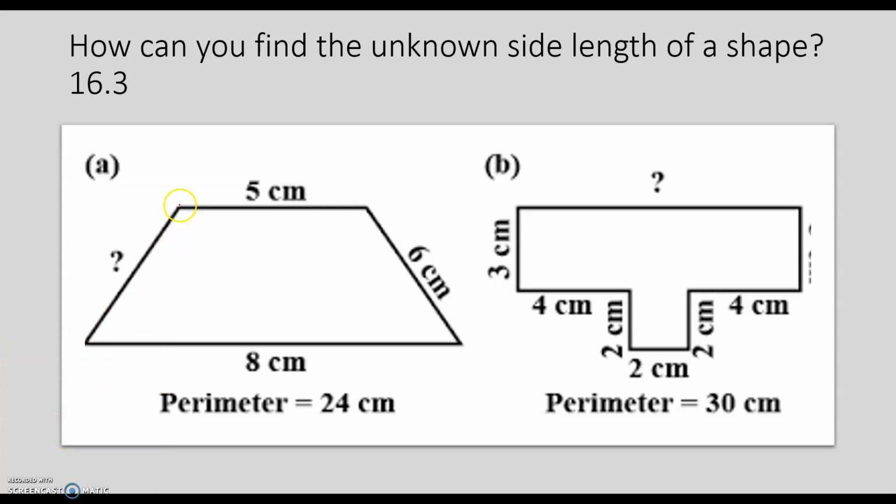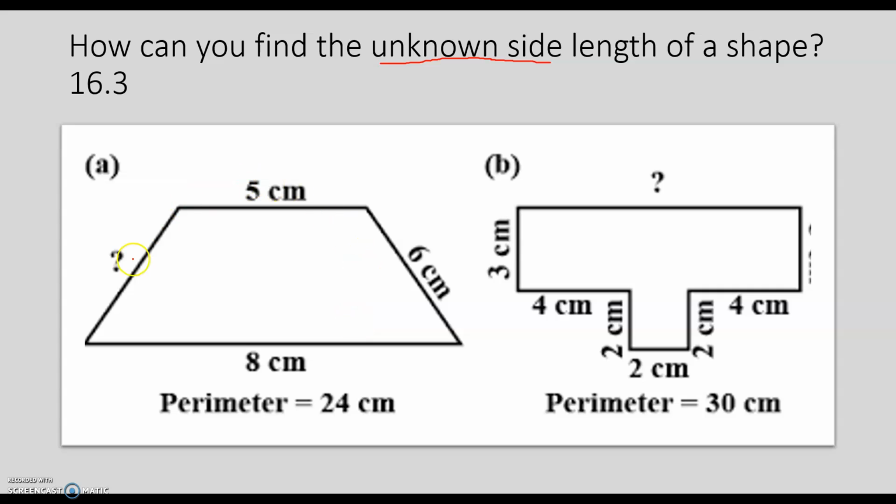Your lesson essential question is how can you find the unknown side length of a shape? So we're going to be looking for the unknown side today. An unknown side means a side that we don't know the size of. So it might be inches, it might be meters, centimeters, feet, but we don't know the size of it. And we have to use clues to figure it out.